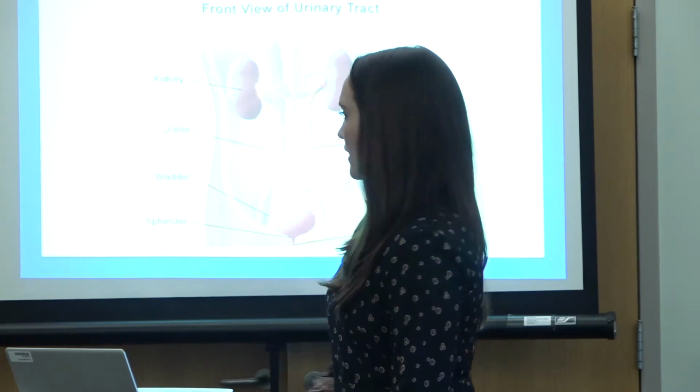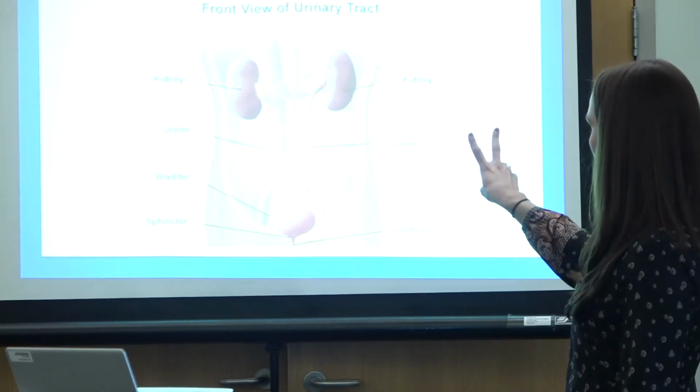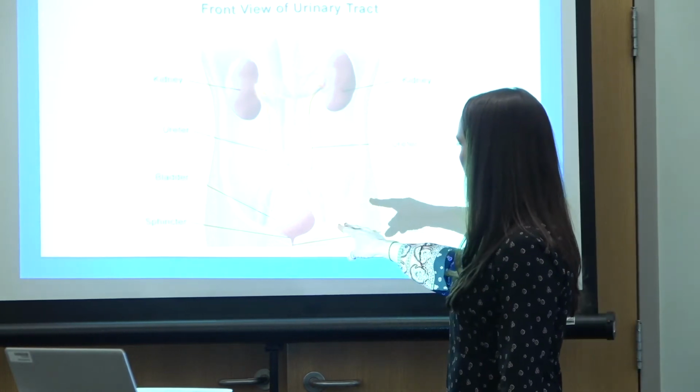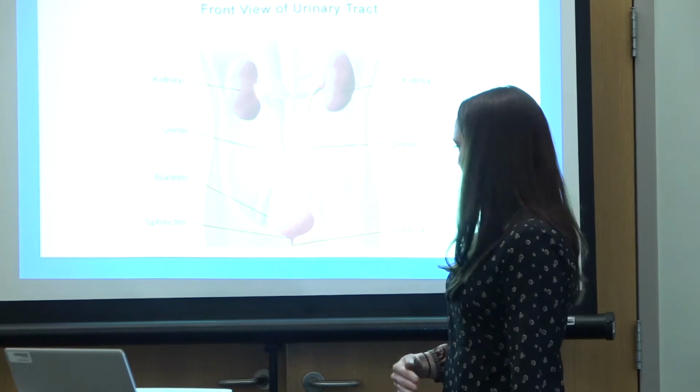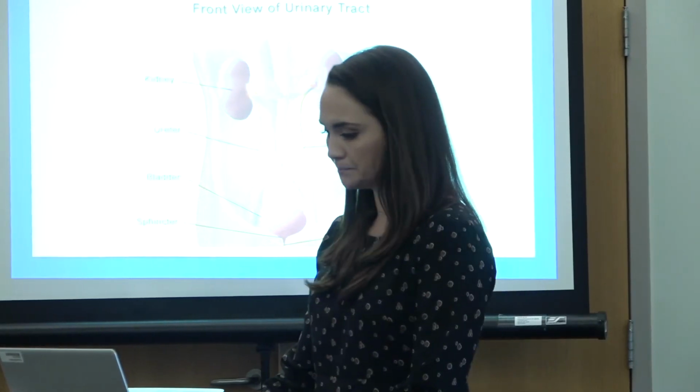And this is just a diagram to show you where the kidneys are. This is the anterior view. You can see the ureters here that carry the urine to the bladder. The bladder is that sac-like structure, and then the urethra carries the urine out of the body.